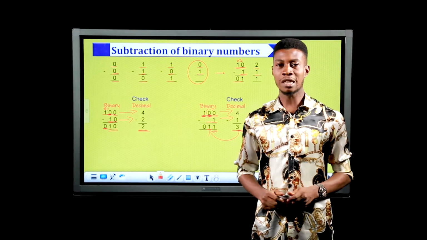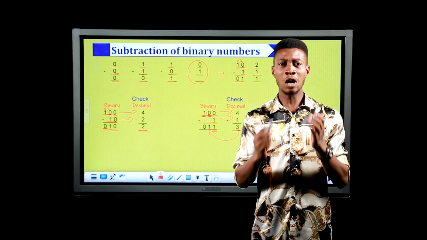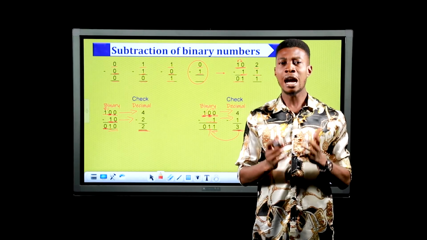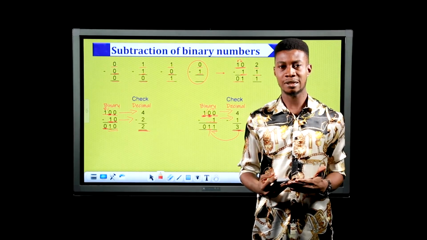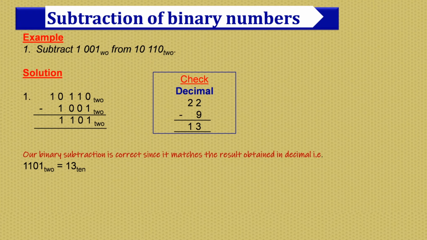Now, let's look at some examples. I believe you know that your ability to subtract numbers, or to learn how to subtract numbers, will be dependent on how well you practice these exercises. The instruction here says subtract 1001 from 10110. Now, it is important to note that you have to subtract the smaller number from the bigger number. And most times, by the presentation of the question, the smaller number comes first. So you don't get to mix them up. If you have a proper arrangement, you are certain to have accurate answers.